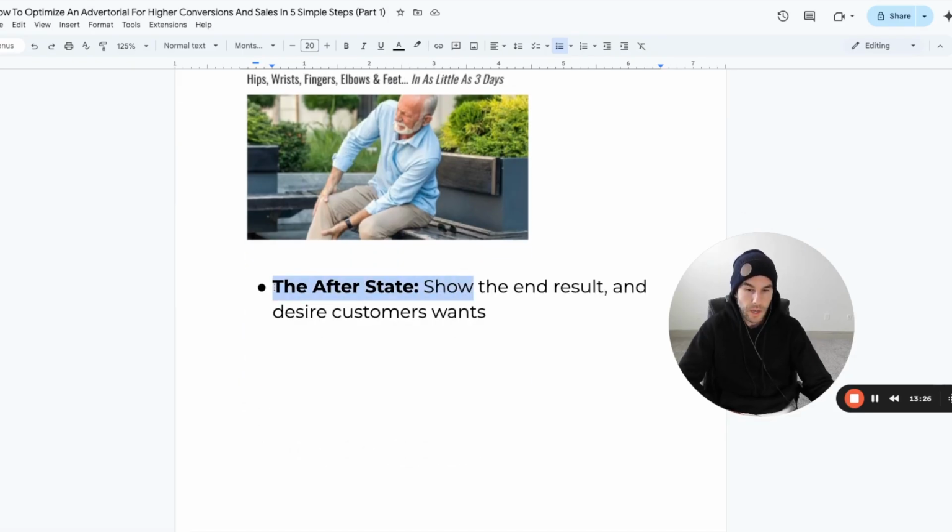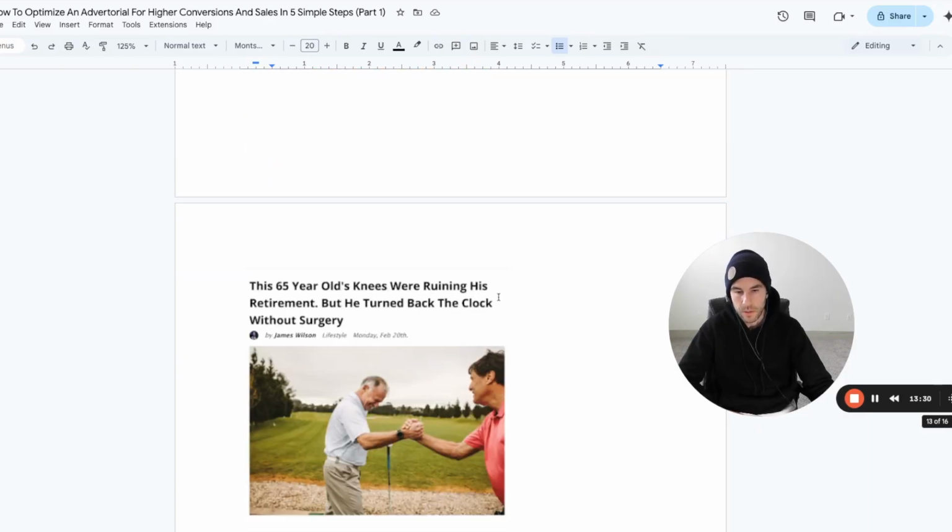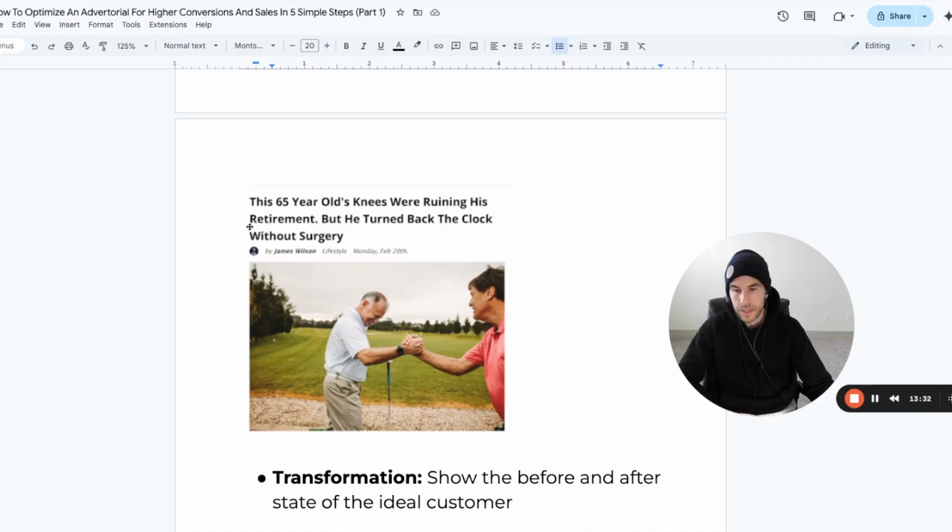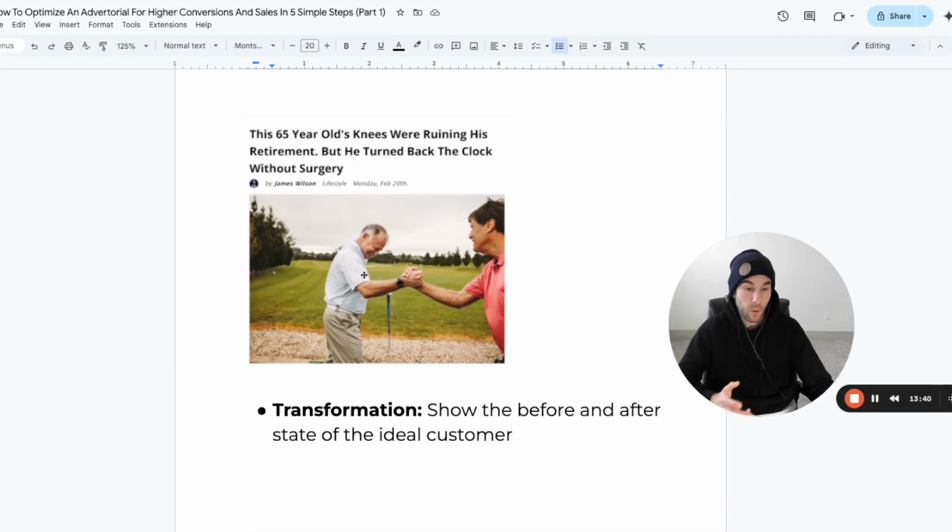Then we have the after state, and this just shows the end result and the desire that the customer wants. So you'll recognize this headline: this 65-year-old's knees were ruining his retirement, but he turned back the clock without surgery. And you'll see him, it looks like a very organic picture. He's out playing golf. And then this is actually a personal story advertorial.